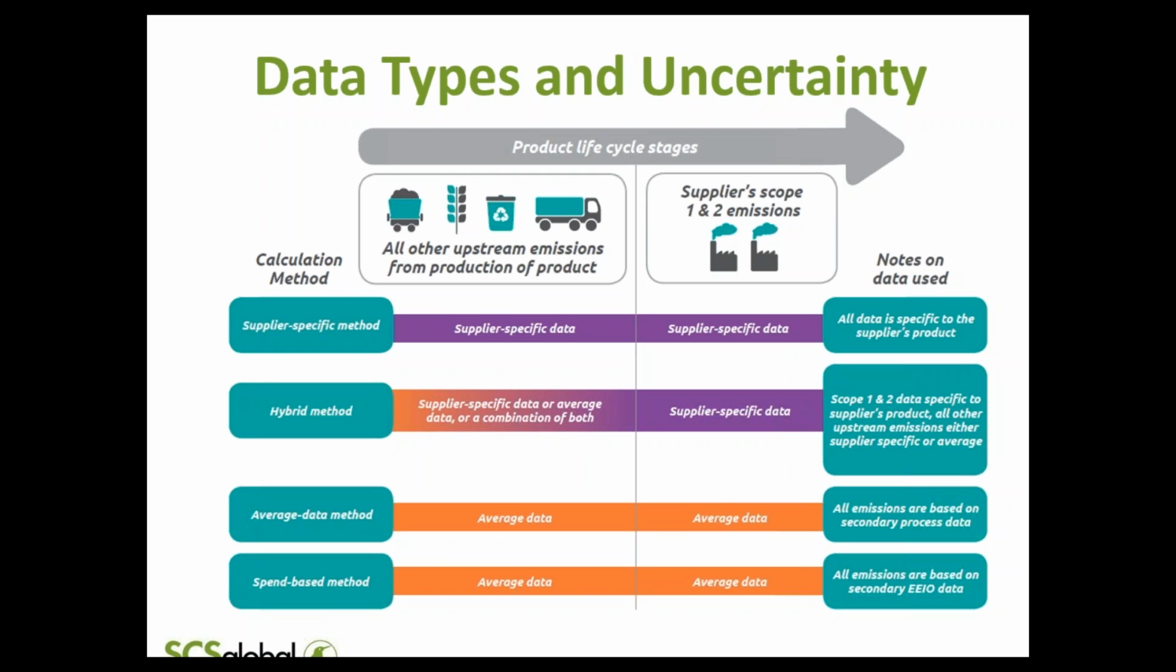However, as I said, the supplier-specific across the supply chain is quite difficult. And really the sweet spot that we almost always use is the hybrid method or the average data method. That's the preferred type of data that's the most accurate and yet still practical to obtain.